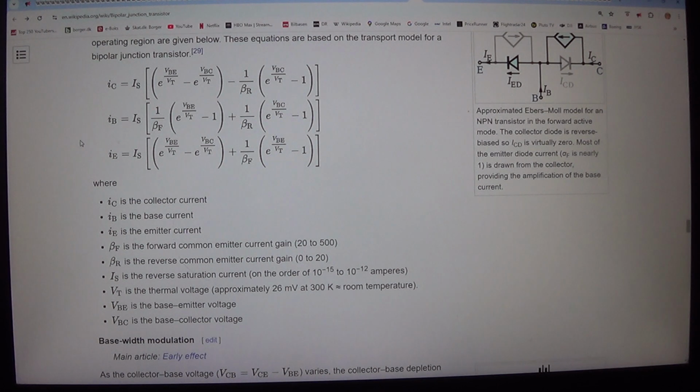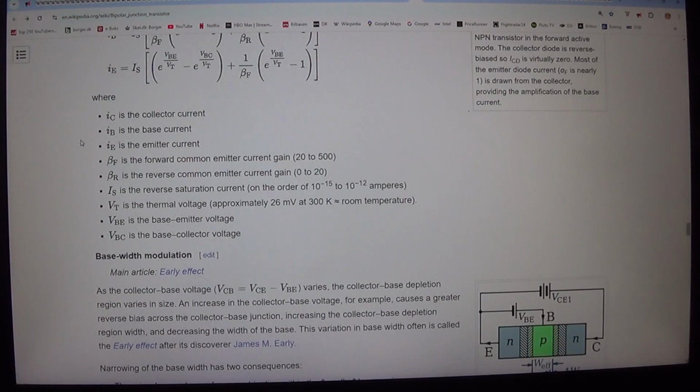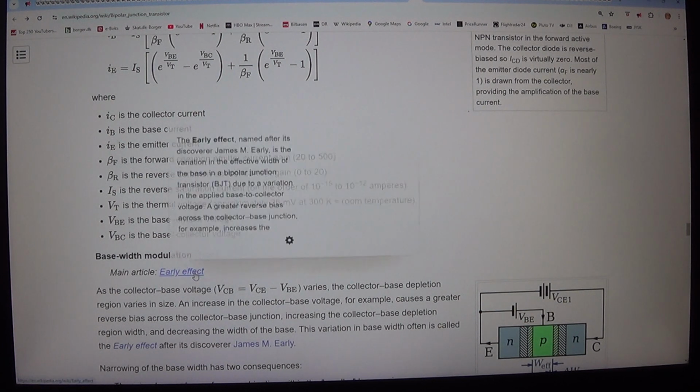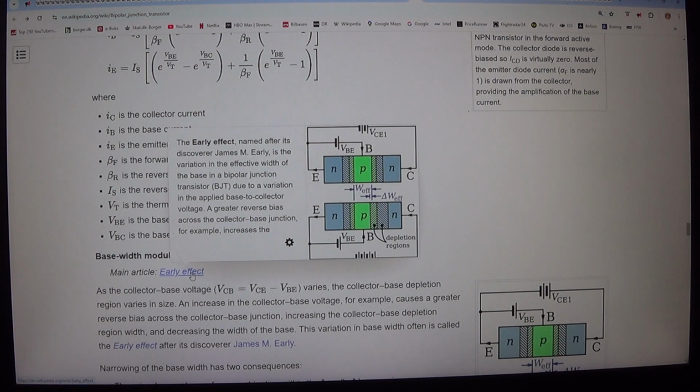Line 2, I_B equals I_S times [the fraction with numerator 1 and denominator beta_F times (e raised to the fraction with numerator V_B and denominator V_T, minus 1) plus the fraction with numerator 1 and denominator beta_R times (e raised to the fraction with numerator V_BC and denominator V_T, minus 1)].